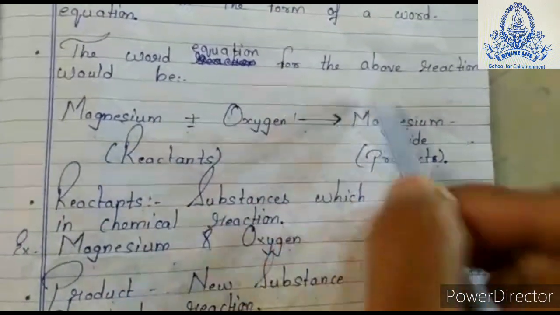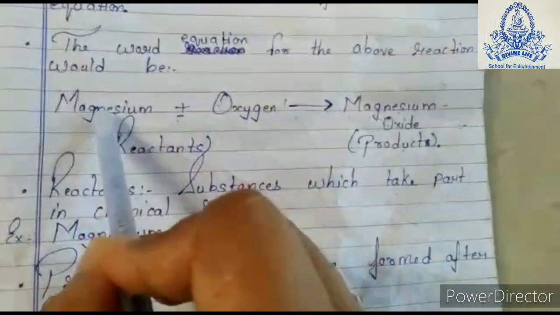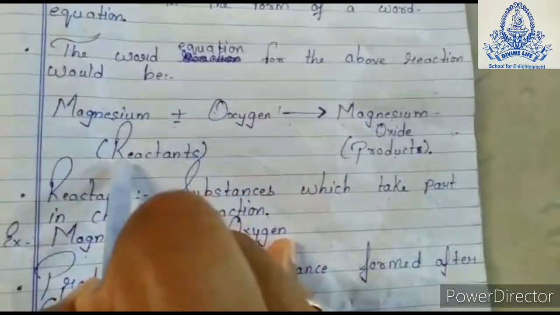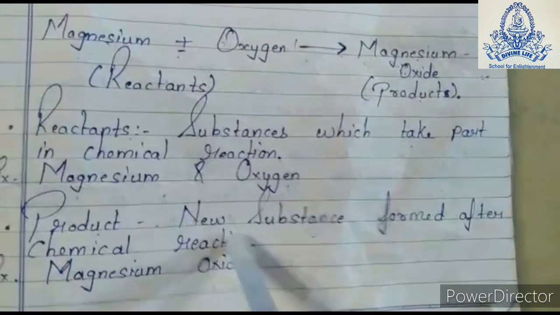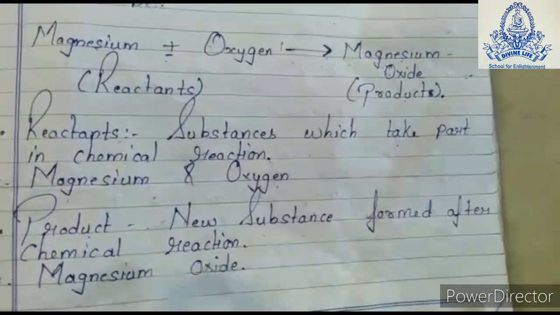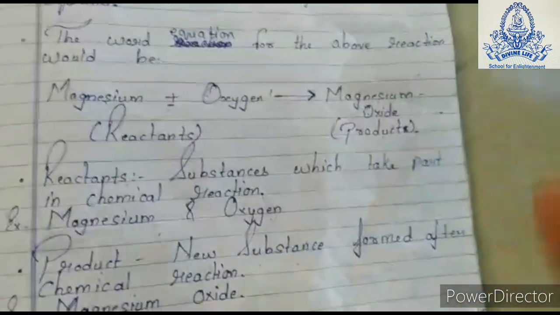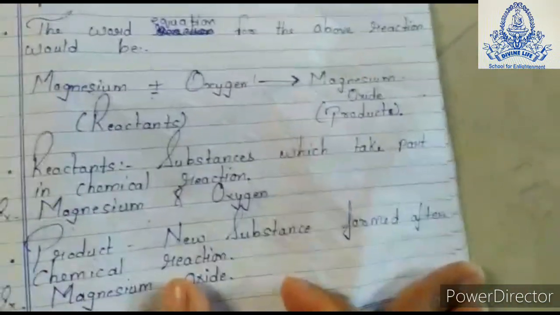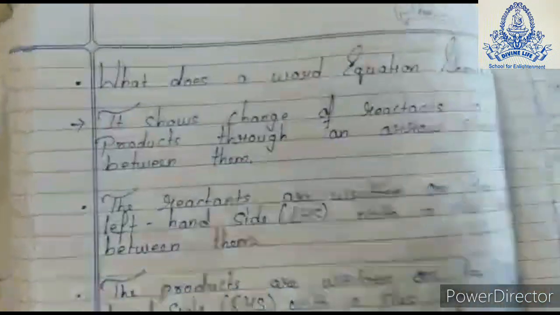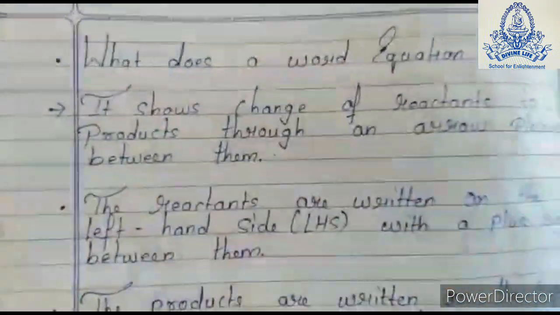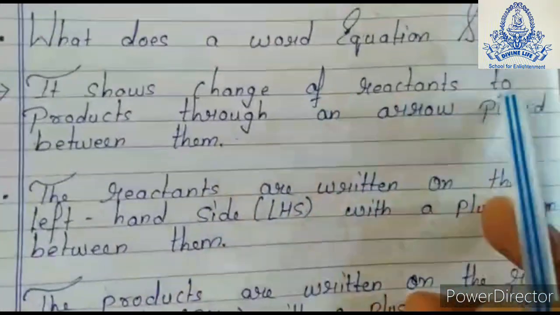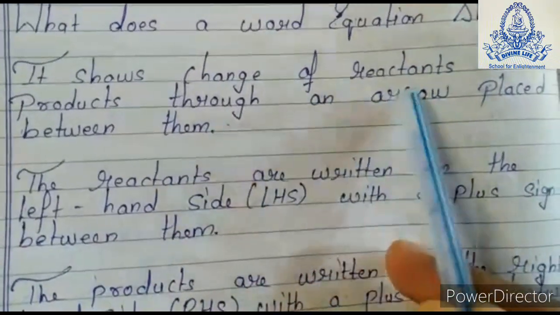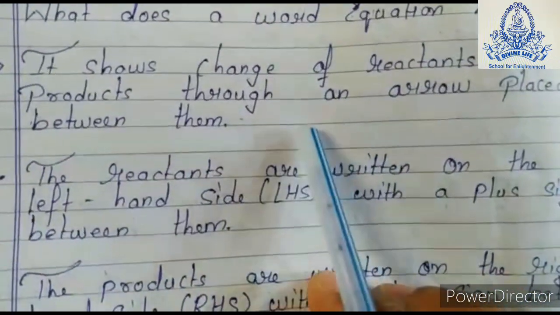Yes, what are the reactants in this equation? Magnesium and oxygen are the reactants. What do you mean by the product? New substance formed after chemical reaction. What is the product here? Magnesium oxide is the product in this equation. Now this word equation, what does it show? It shows change of reactants to product through an arrow placed between them.